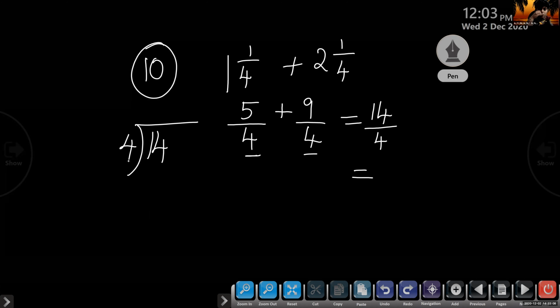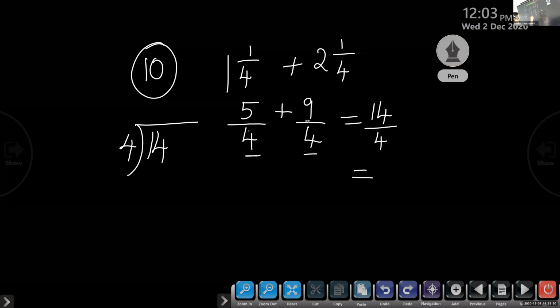Ma'am, I have a doubt. Ma'am, if the denominators are same when we make it improper fraction, so we can directly add or subtract, right? Yes, that's what we have done here now. 5 plus 9, 14. We can do directly because the denominators are same. Okay. Yes, Richard, tell me the answer here. 14 divided by 4.